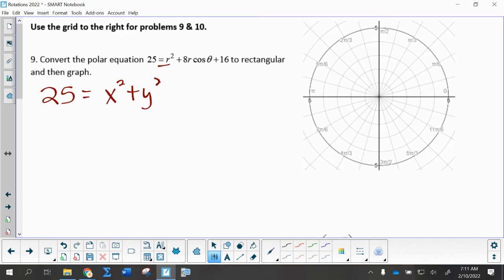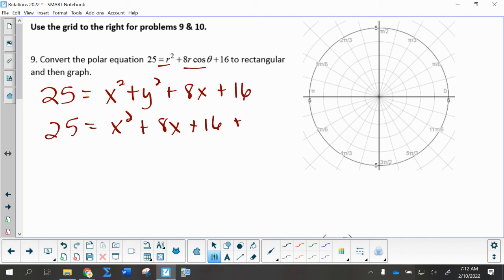So I'm going to replace r squared with x squared plus y squared. I'm going to replace r cosine theta with x, and 16 is going to stay there. And the reason you don't want to change anything is because you actually don't have to complete the square if you put the 16 with the 8x. So this is actually x plus 4 squared plus y squared.